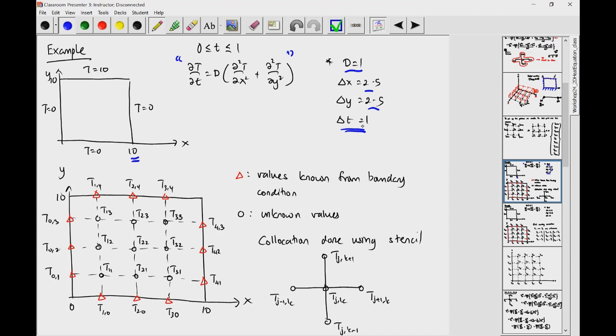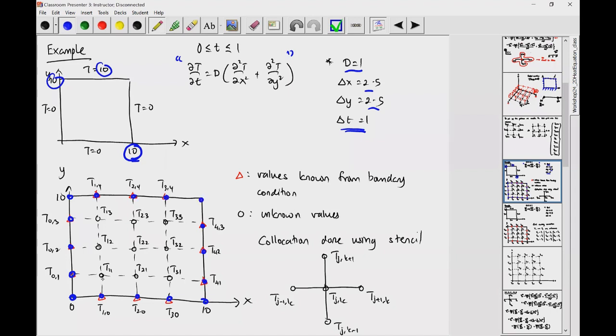The first thing we need to do is distribute grid points across our two-dimensional domain. Let's say we are using delta x equals 2.5. For a length of 10, you will have 4 intervals and 5 points. The 5 points are basically 1, 2, 3, 4, and 5 in x. And in y, you have the same thing: 1, 2, 3, 4, and 5. Then you distribute these points across the domain.